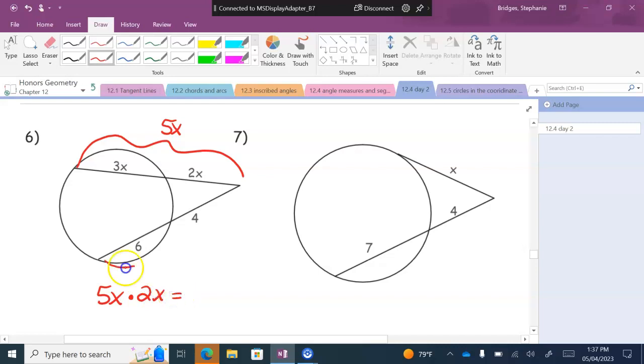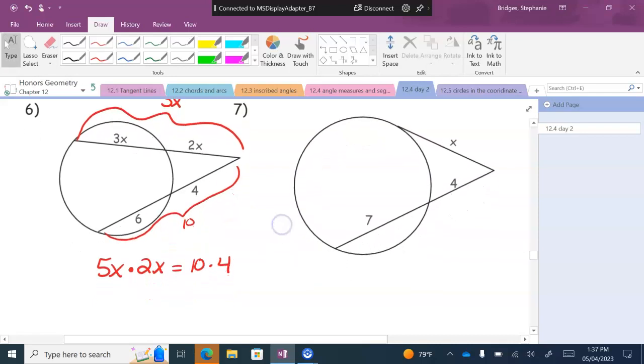Okay, and then what's the other whole secant times its outside piece? Here's the second mistake you guys are making. 5x times 2x is not 10x. It is 10x squared. Why is it? Because x times x is x squared. Multiplying, the exponent changes. Adding, the exponent stays the same. Okay? And 10 times 4 is 40.